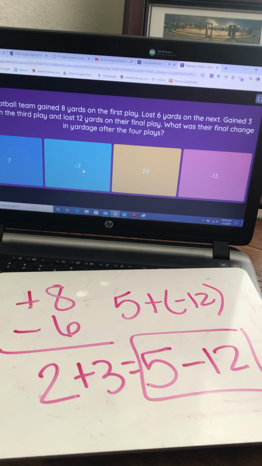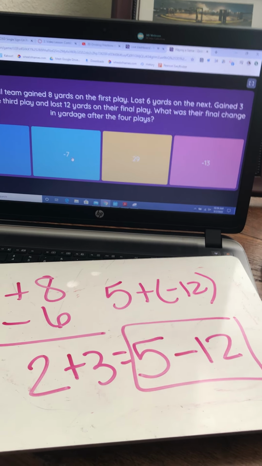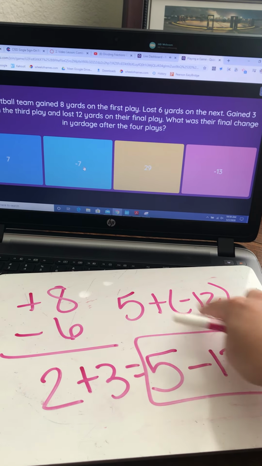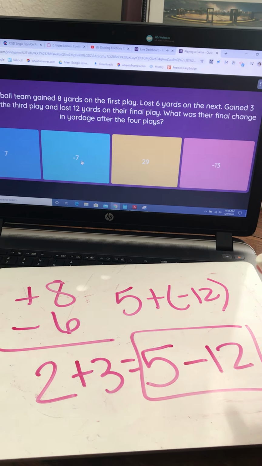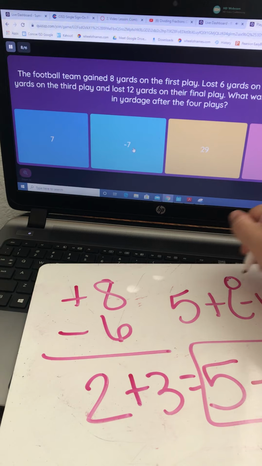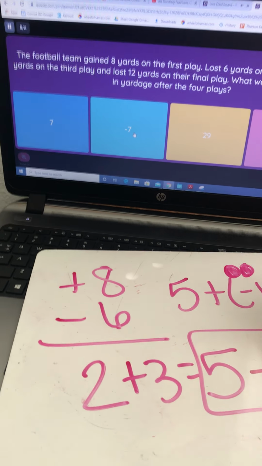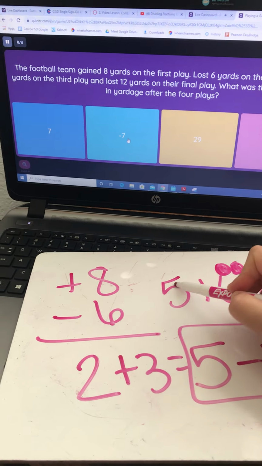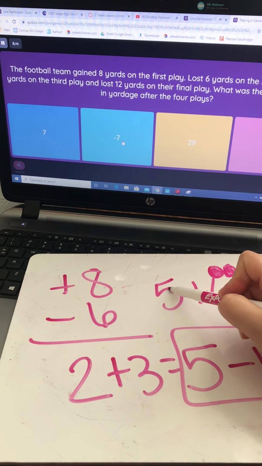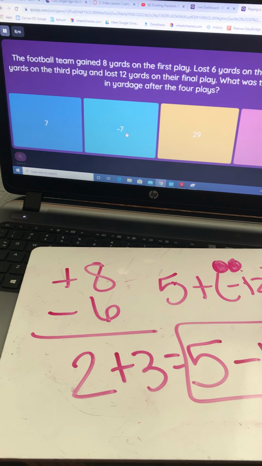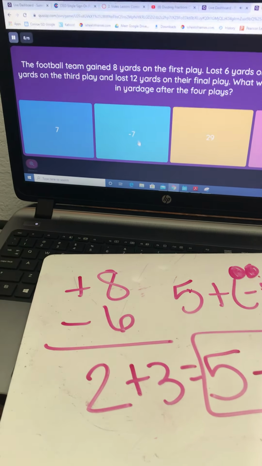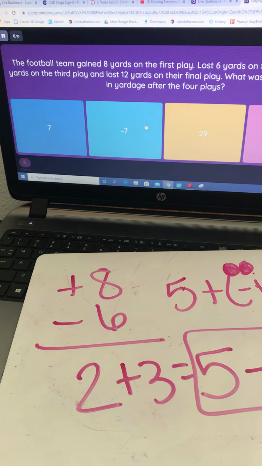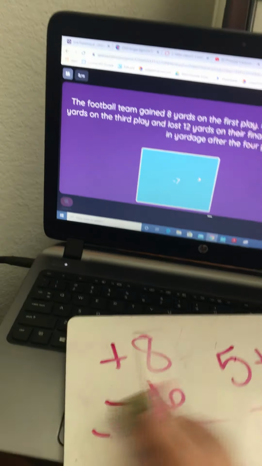What is their final change in yardage after the 4 plays? So if I combine 5 plus a negative 12, you can think of integers here as your circles. We would have 12 of these dark red ones, and then we would have 5 white ones, or 5 yellow ones. If we combine these, we're going to have more negative, and that's going to give us a negative 7 as our yardage change.